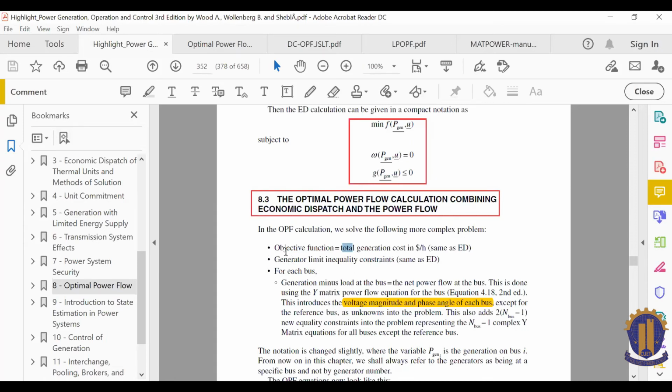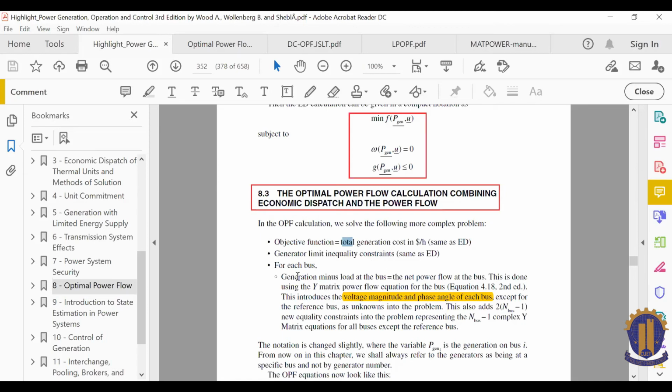So if we make the optimal power flow linearized, then we have to manipulate the cost function and make it linear by differentiating just one time with respect to the generation. Anyway, the generation limit inequality constraint is still there in OPF, but the change or modification is the network.